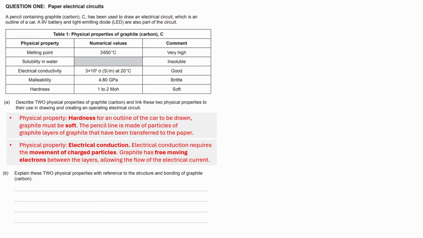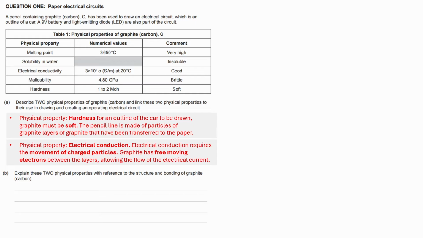So there are, in this question 1, a part A, B, and C. Part A is really just telling us which properties and why. Part B is giving a deeper explanation, and part C is going to be evaluation. Anyway, part B: Explain these two physical properties with reference to the structure and bonding of graphite. Okay, let's unpack the structure and bonding of graphite.